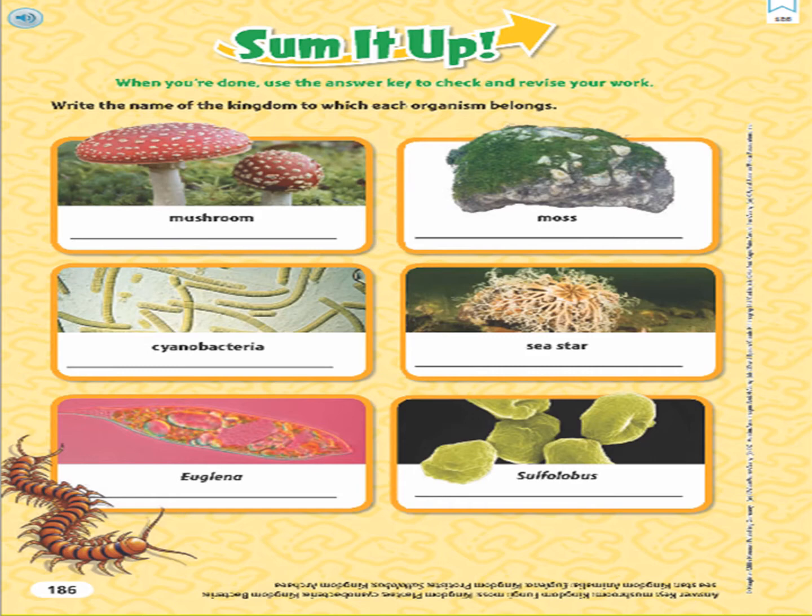So for mushroom, its kingdom would be fungi, F-U-N-G-I. You're going to have to figure out what the kingdom is for moss, cyanobacteria, the sea star, euglena, and sulfobulbs. These are the things that you need to write the kingdoms for.